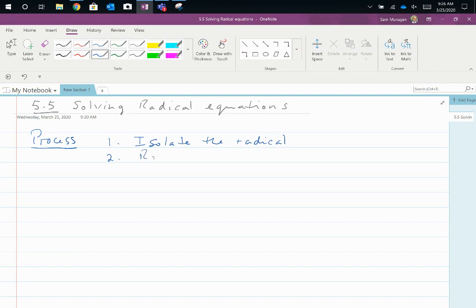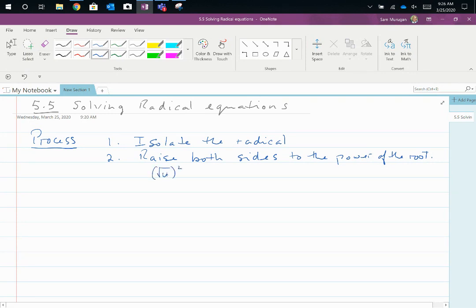2. Raise both sides to the power of the root. What this does is, if we have the square root of u and square it, it is equal to u, or if we have the cube root of 13x and raise it to the power 3, it becomes 13x and the radical disappears.